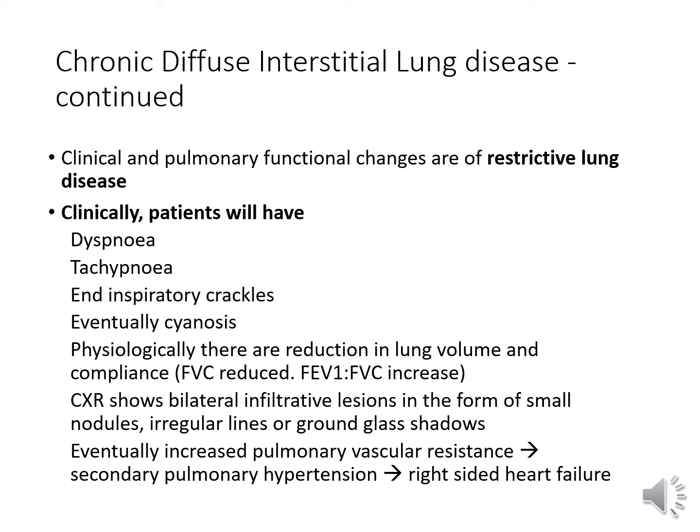The reason is, in restrictive lung disease, there's often a lot of fibrosis in the lung, and that increases the elastic recoil, which allows air to be squeezed out more quickly in the first 1 second. Eventually, there will be increased pulmonary vascular resistance that causes secondary pulmonary hypertension and right-sided heart failure.